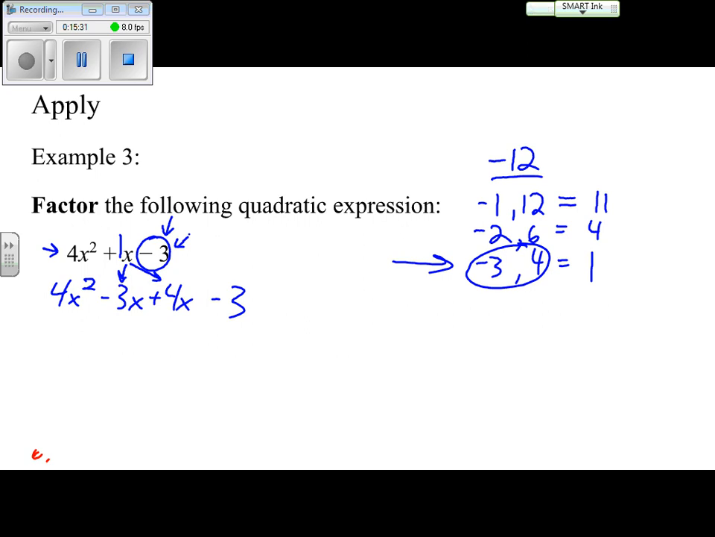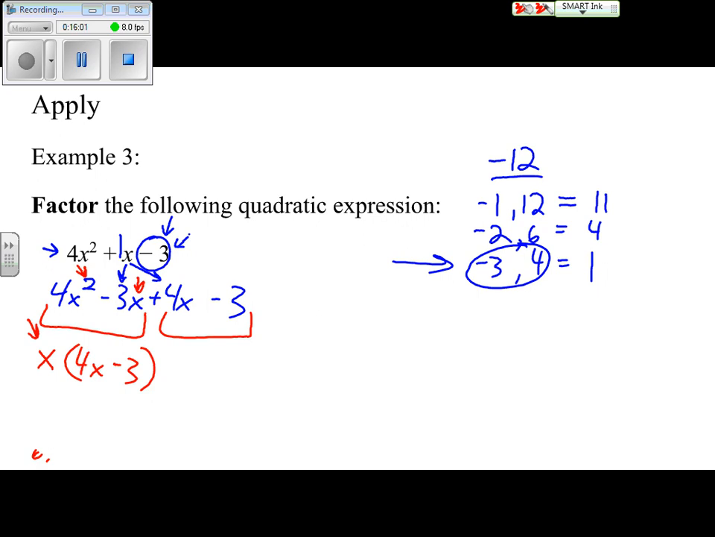Now we're going to do those buckets. We're going to group them and look for monomial factors. So I have 4x squared minus 3x. What do they have in common? Well, 4 and 3 do not have any common factors, so I can't pull anything out of that. But they each have at least one x. So I'll pull an x out. So that leaves me with 4x for my first term. It used to be squared, but I pulled one of those x's out. And then minus 3. Again, it used to have an x, but I've already pulled that x out right there.